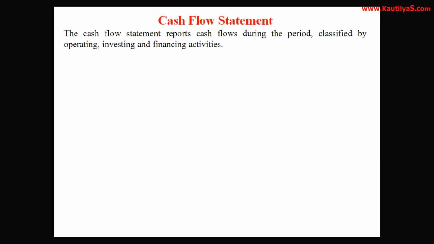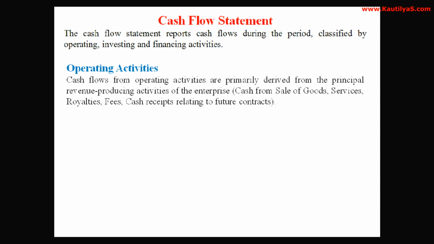And finally, we look at the cash flow statement. The cash flow statement reports cash flows during a period, classified by operating, investing, and financing activities. Now, what are operating activities? Cash flows from operating activities are primarily derived from the principal revenue producing activities of the enterprise, like cash from sale of goods, services, royalty fees, cash receipts relating to future contracts.